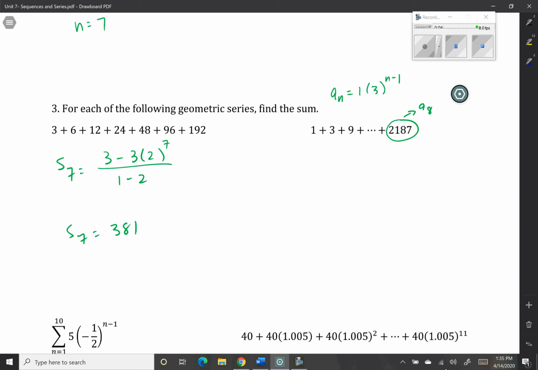So I can say S sub 8 is equal to the first term minus the first term times the ratio to the 8th power, all divided by 1 minus 3. So go ahead, plug it in your calculator, see what you get. I'll plug it in with you here.